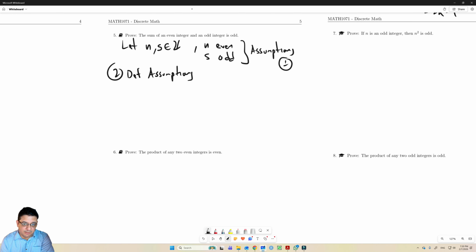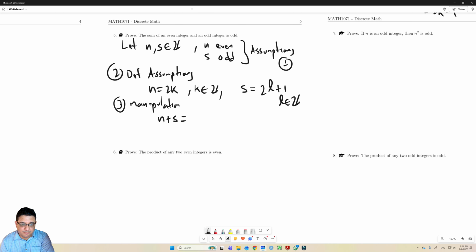So if n is even, then n is equal to 2k for k that belongs to the integers. And if s is odd, then s is equal to 2l plus 1, for a certain l that belongs to the integers. Notice that we cannot use the same letters. We need to use different letters. So now, what is the manipulation part, which is going to be step 3? Manipulation is going to be adding n plus s. And so n plus s is going to be 2k plus 2l plus 1. Now notice that I can factor out the 2, and I can see this as 2 times k plus l, plus 1.